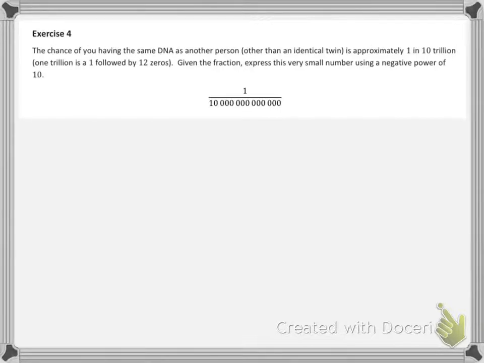Well, remember from our previous lessons that we can write this as 1 over 10 trillion, or this would be the reciprocal, so 10 trillion, which is a 1 followed by 12 zeros.